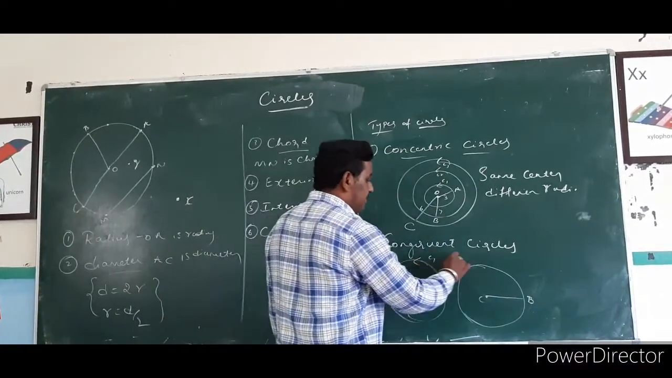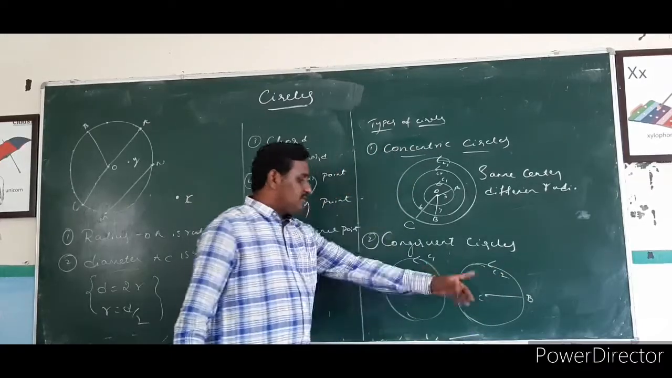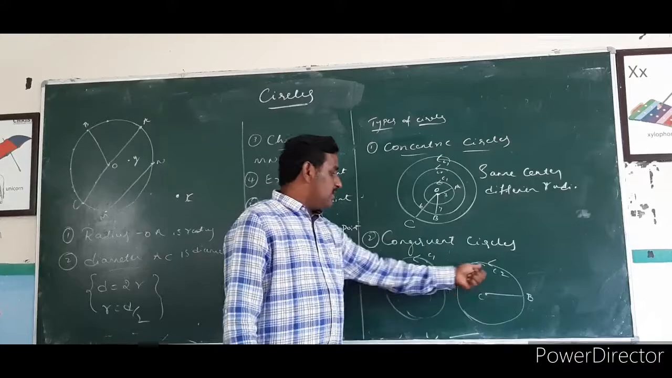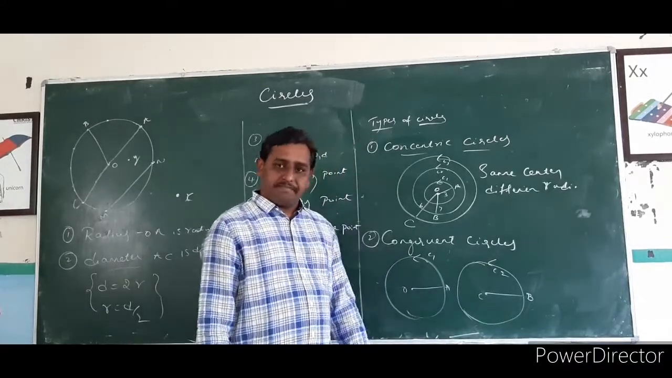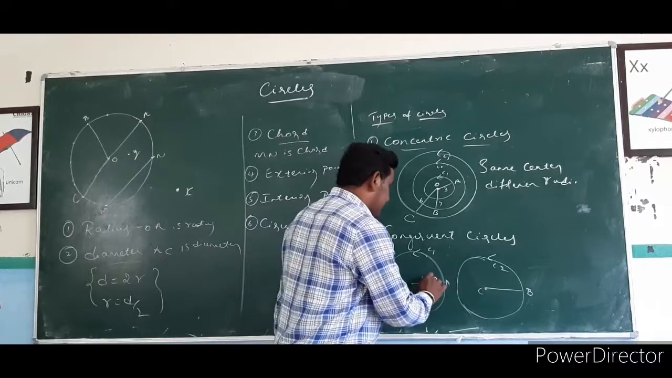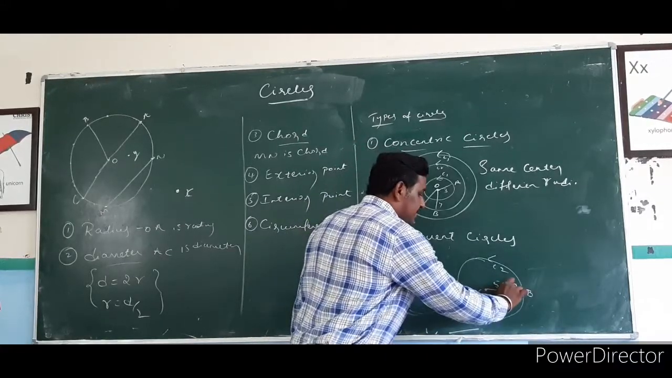This is circle 1 and circle 2. These two circles have different centers. Circle 1 has center O, circle 2 has center C. Suppose OA is 5 centimeters, which means this is also 5 centimeters.